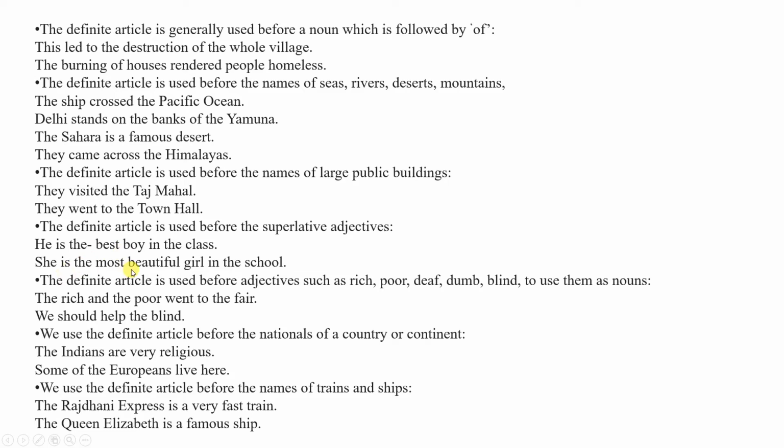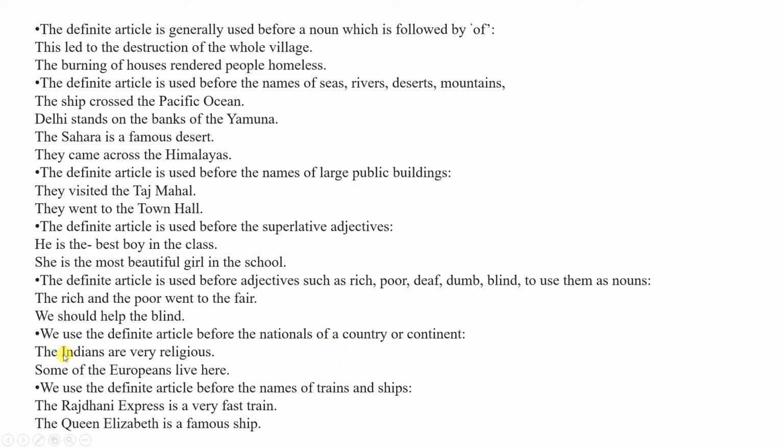She is the most beautiful girl in the school. The definite article is used before adjectives such as rich, poor, deaf, dumb, blind, to use them as a noun. For example, the rich and the poor went to the fair. We use the definite article before the nationals of a country or continent.